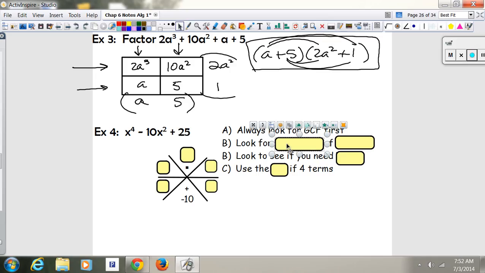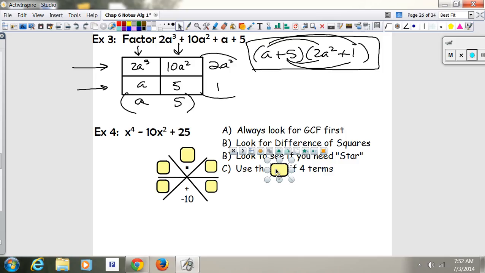The next one was look for a difference of squares. Second, always look for a difference of squares. Look to see if you need the star, and then use the box if you don't. And we should fix it in letter C. So this one we're going to need a star for.